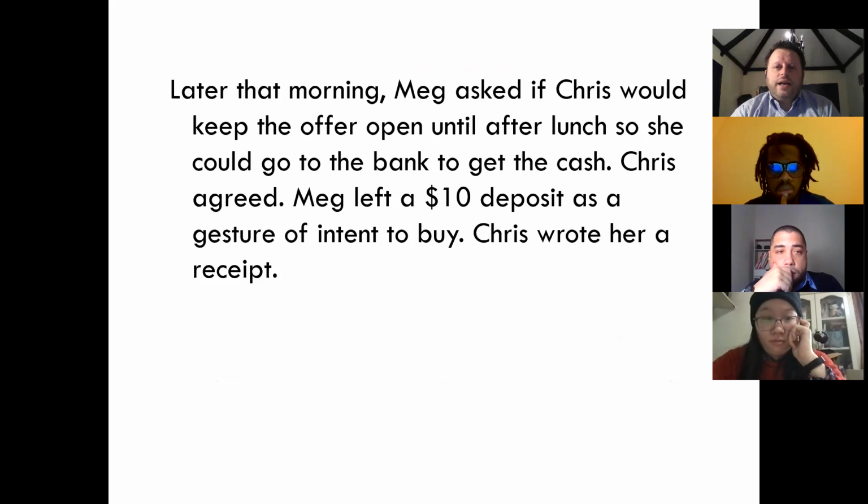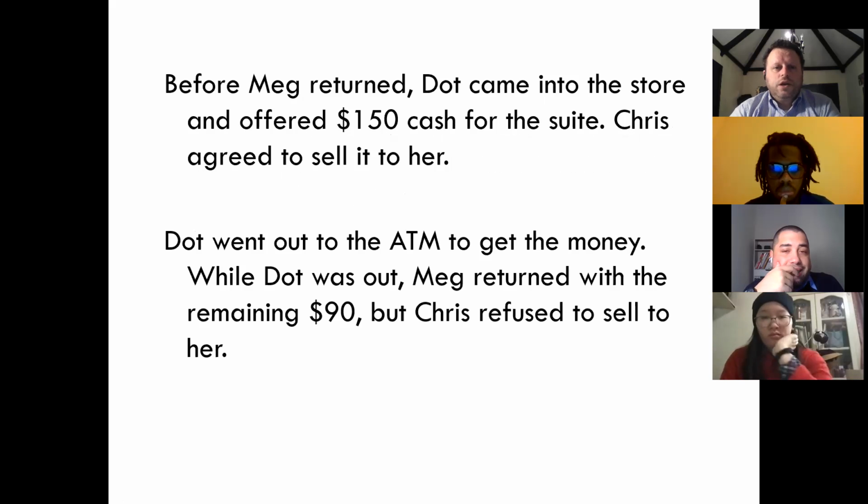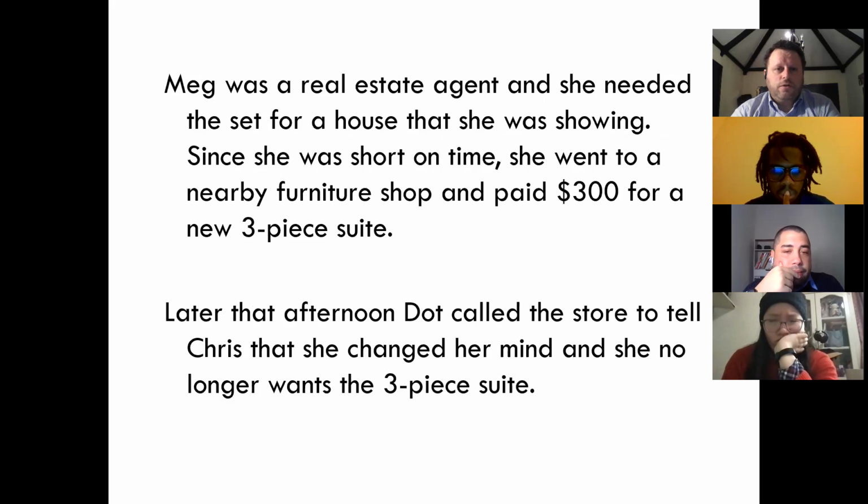Later that morning, Meg asked if Chris would keep the offer open until after lunch so she could go to the bank and get the cash. Chris agreed. Meg left a $10 deposit and Chris wrote her a receipt. Before Meg returned, Dot came into the store and offered $150 cash. Chris agreed to sell it to her. Dot went to the ATM to get the money, and while she was out, Meg returned with the remaining $90, but Chris refused to sell to her.